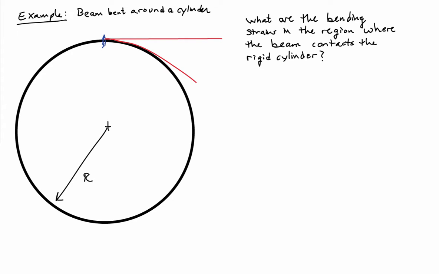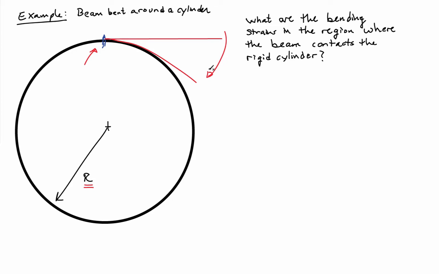As a second example of our kinematic assumption, let's consider the case of a beam bent around a cylinder. So I have a large rigid cylinder of radius r, and I've clamped a beam at the top of the cylinder, and I'm bending the beam down around the cylinder. So the cylinder radius is large in this case.